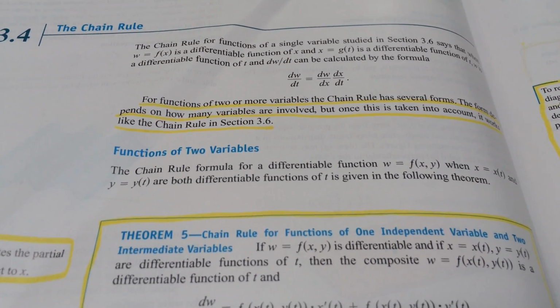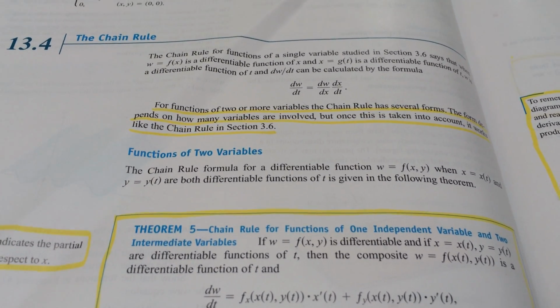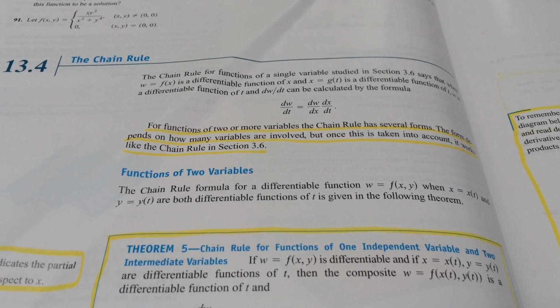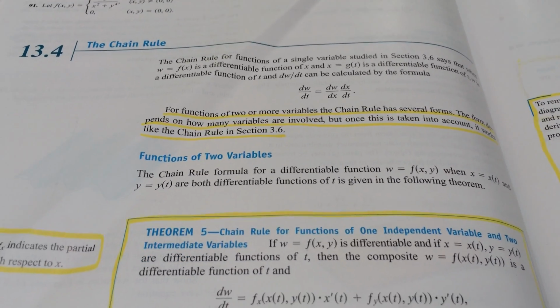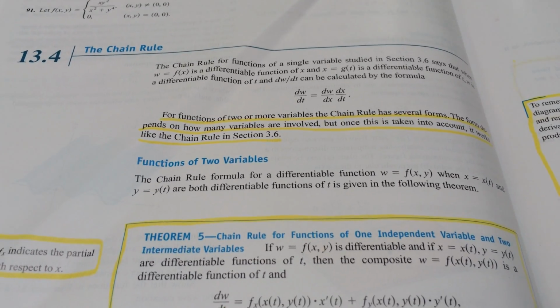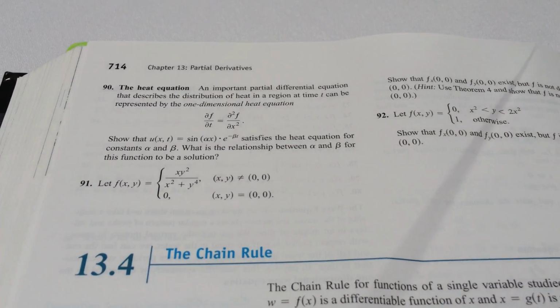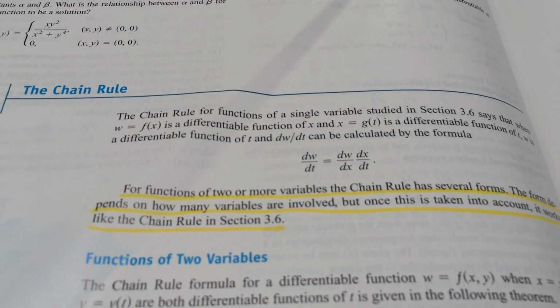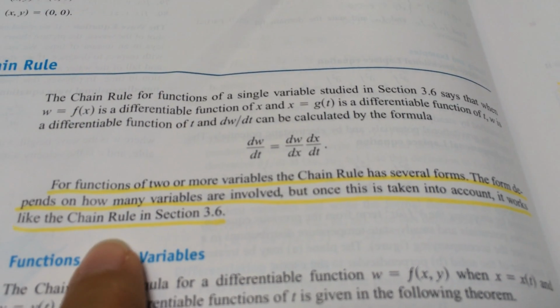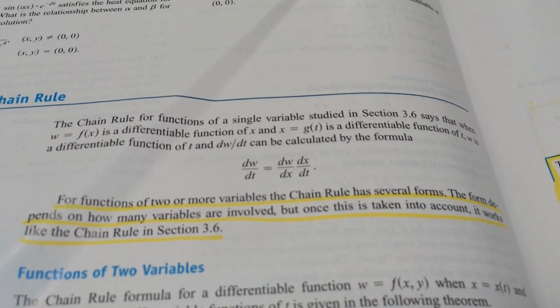rule. So there's two main types, and then within those two main types, we have two variables and we have three variables. So it's going to look like kind of four different formulas, but it's really only two main types, and it just varies depending on how many variables you have, how the formulas look. So we're on page 714, and it talks about here what I was just saying. There's several forms, depends on how many variables are involved, and so on.